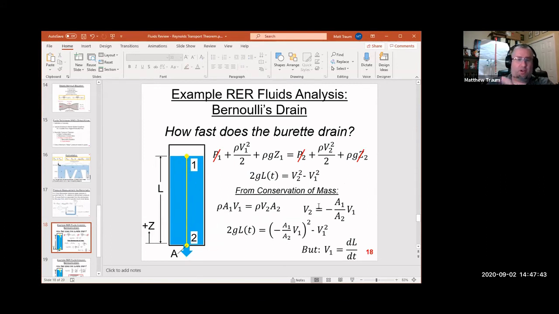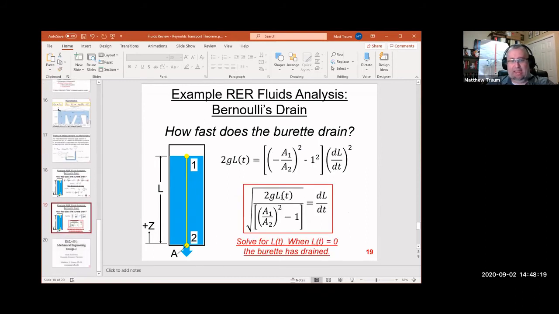That allows me to equate the velocity at station 2 to the velocity at station 1 multiplied by a ratio of the areas. This is the cross-sectional area of the burette and the cross-sectional area of the stopcock. If I rearrange things, I end up with an expression that has L on one side and only V1 on the other side. But remember, V1 is dL/dt, because this fluid is moving and the velocity at which it's moving is just the rate of change of L with respect to time. So if I take V1 equals dL/dt and plug it into this expression, I get that.